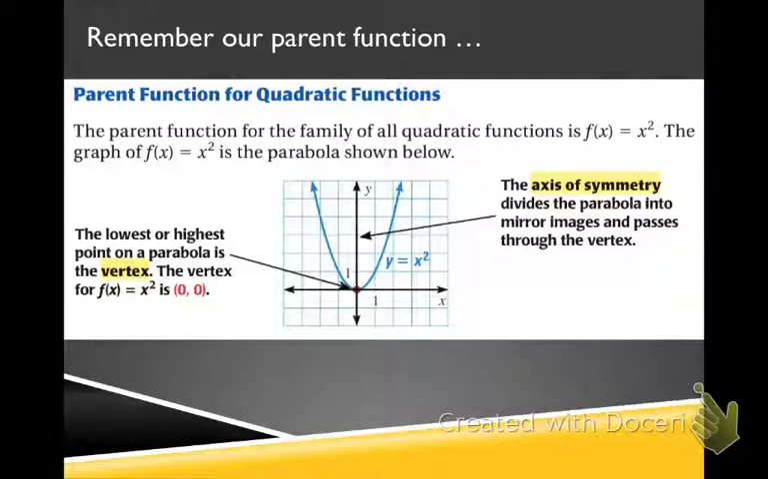Yesterday, remember, we started talking about the parent function. The lowest or highest point on a parabola is called the vertex. And then we also have this axis of symmetry, which is this invisible line that comes down through the vertex. And that shows you how your points reflect. Like a point that's on this side reflects exactly to a point that's on this side. That axis of symmetry is the dividing line that it's going to mirror over on either side.